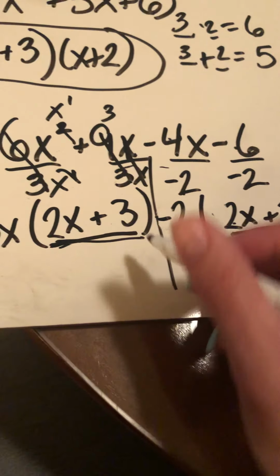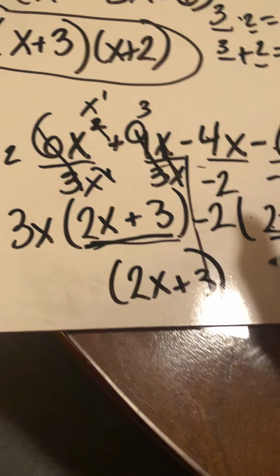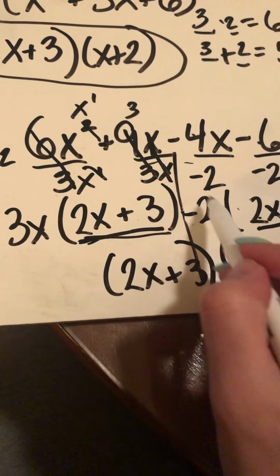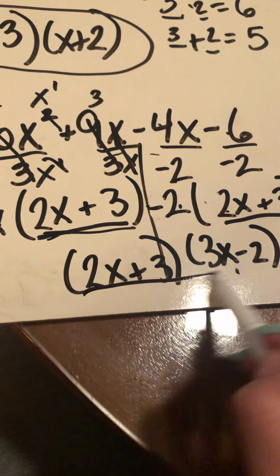So 2x plus 3, they're the same. We pull that out, right? That's our GCF. And we have 3x minus 2 in the other one, right? Combine these 2 together to get 3x minus 2. Okay? So that was just the do now.